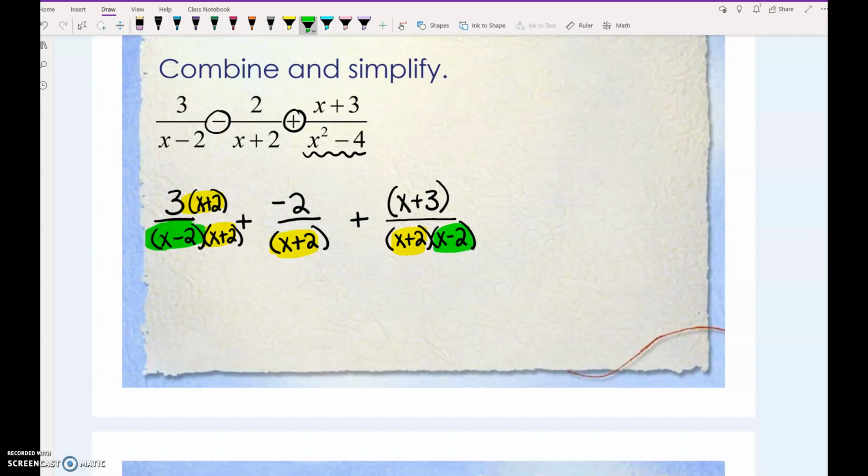Did I say plus? Sorry. They both have x minus 2. The green, both the first and the third have x minus 2. The middle one needs the x minus 2. And I really like using colors because now I can look at my three fractions and say they all have a yellow in the bottom, they all have a green in the bottom, so they all match. And our denominator is x plus 2, x minus 2.